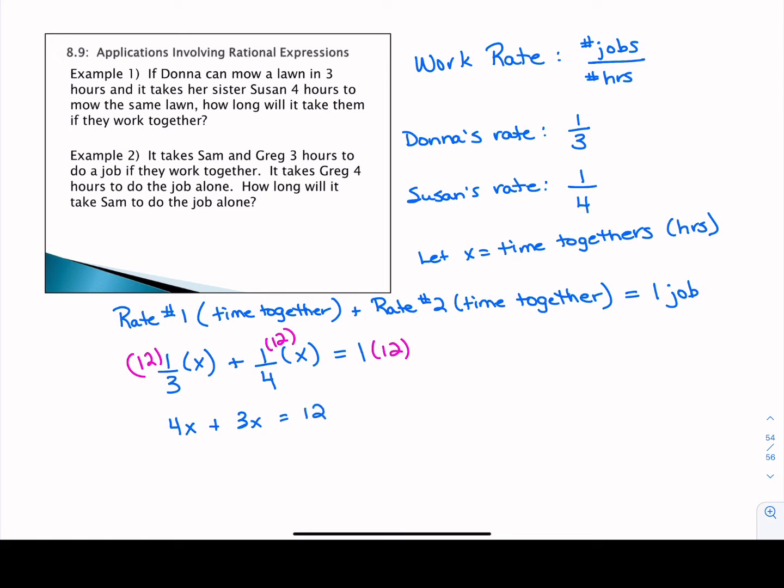This just becomes a tiny linear equation for us to solve. So 4x plus 3x is 7x. And if that's equivalent to 12, then to solve for x, we need to divide both sides by 7.